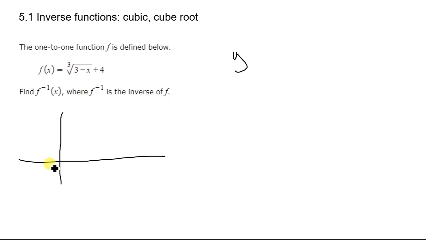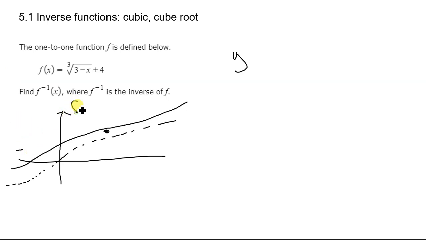We take a cube root problem. I know the cube root has a graph that looks something like this. And then we shift that over to the right by 3 units and then up by 4 units. So this point would be shifted over here. Now it'll look something like this. Just a quick sketch here to give us the idea. This is our graph of f.